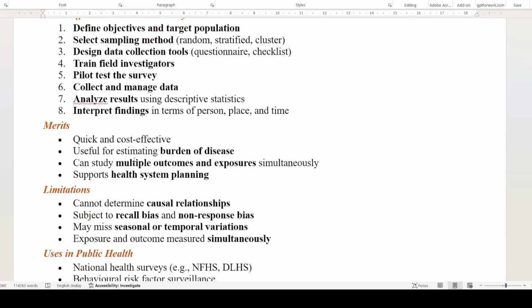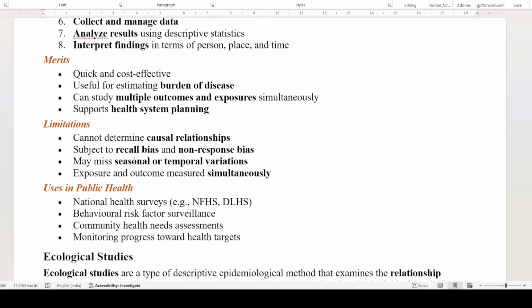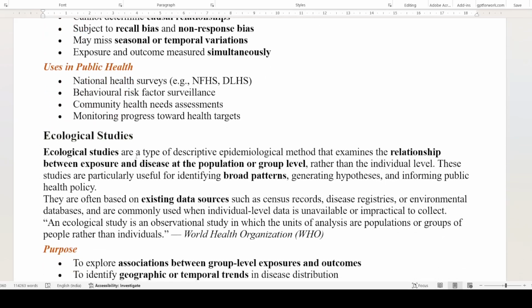So the merits are that it is a quick and cost-effective method, useful for estimating the burden of disease, can study multiple outcomes and exposures, and it may support health system planning. If we talk of use in public health, we have national health surveys done at periodic intervals. This helps a lot in policy formulation, right?